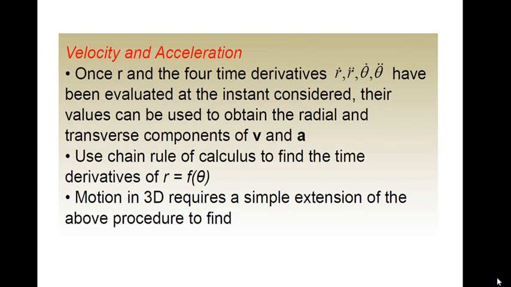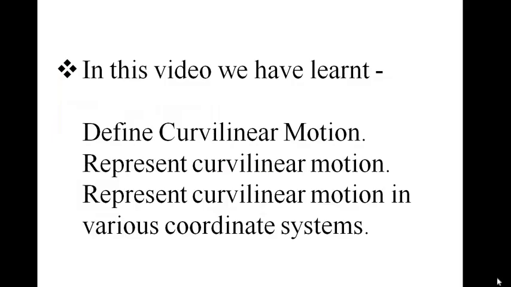Velocity and acceleration. Once r and the time derivatives r dot, r double dot, theta dot, theta double dot have been evaluated at the instant considered, their values can be used to obtain the radial and transverse components of v and a. Use the chain rule of calculus to find the time derivatives when r is equal to a function of theta. So in this video we have learned about the definition of curvilinear motion, representation of curvilinear motion, and representing curvilinear motion in various coordinate systems.